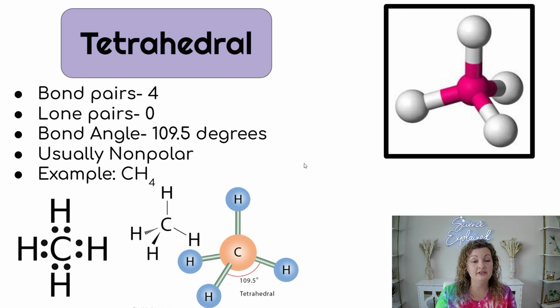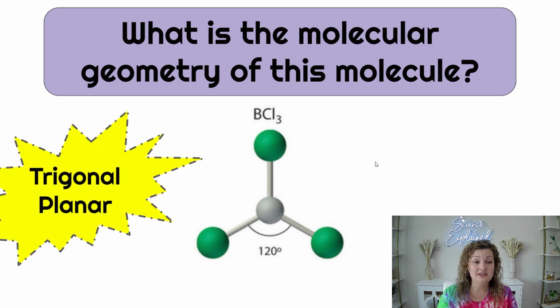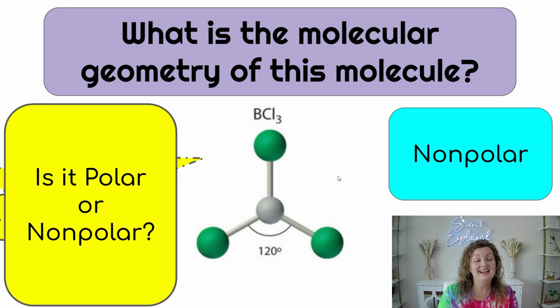A great example is CH4, which is methane. And you can see that here with our Lewis dot structure. You can see that here with the model of our molecule as well. So let's see if we can try some of these and see if we can get them right. So you can go ahead and pause your video if you need to and see what kind of molecular geometry this molecule is. All right, let's take a look. This one is definitely going to be trigonal planar. And if this is trigonal planar, is it polar or nonpolar? It is definitely going to be nonpolar because it's symmetrical.